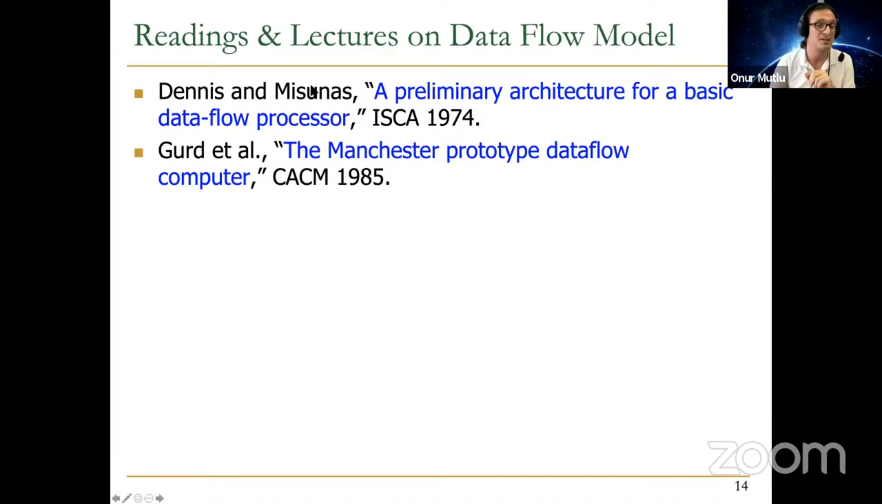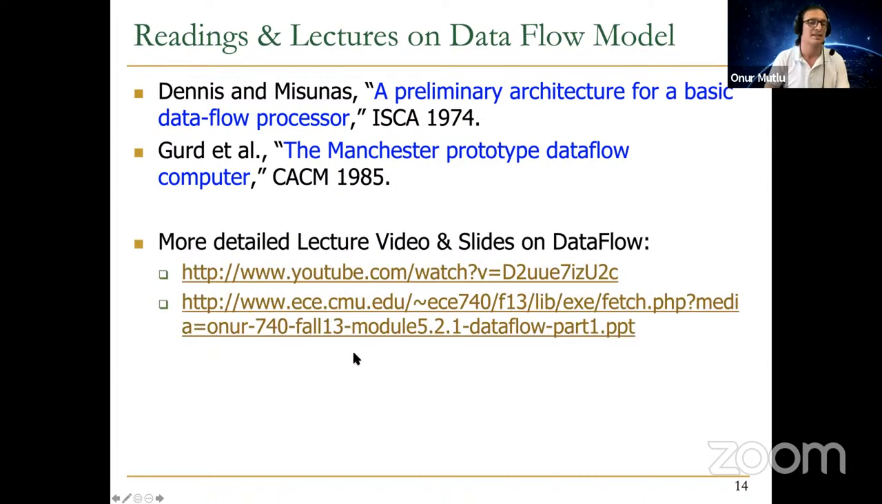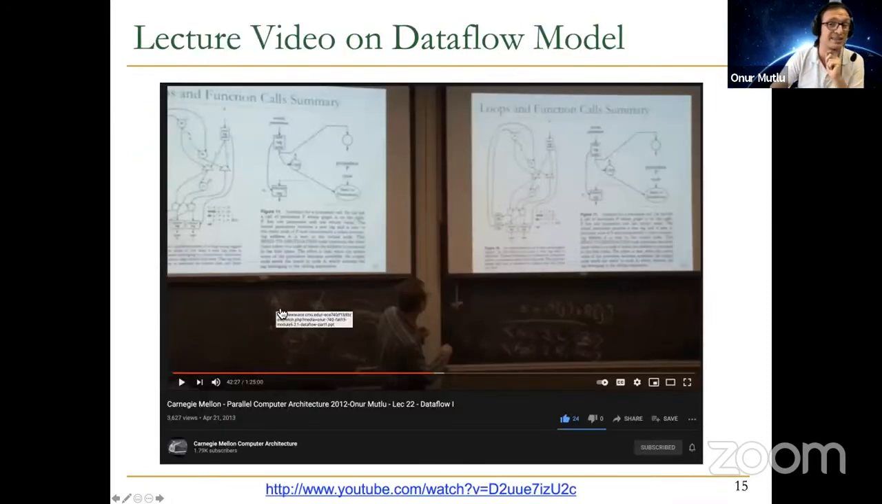these are some seminal papers on data flow. It was introduced by Dennis and Misunas in the seminal paper in 1974. And later, there's been a lot of work, a lot of machines built, but I don't have time to write them on this slide. But if you're really interested, I would recommend watching this lecture, which goes into a lot of detail. For example, it goes into detail of how you do loops and function calls in data flow, which are also interesting because you need to provide mechanisms for doing that in data flow graphs.